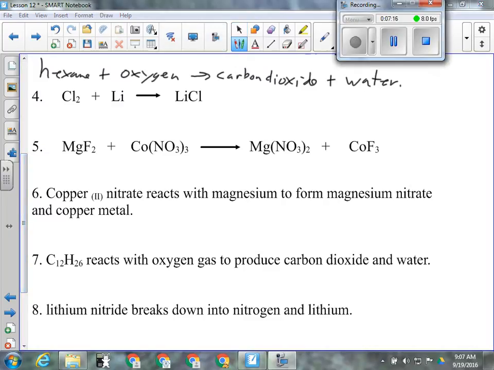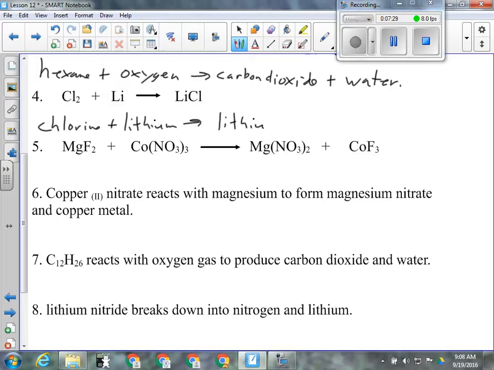All right, so on number 4, I've got chlorine reacting with lithium to form lithium chloride. What kind of reaction is that? It's a synthesis reaction. Okay, only thing that's out of balance is chlorine. So I put a 2 here to balance the chlorine, but that puts lithium out of balance, so I need a 2 there, and then it should work. Questions on 4?